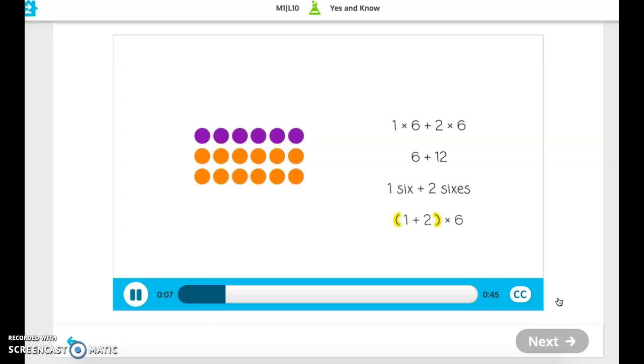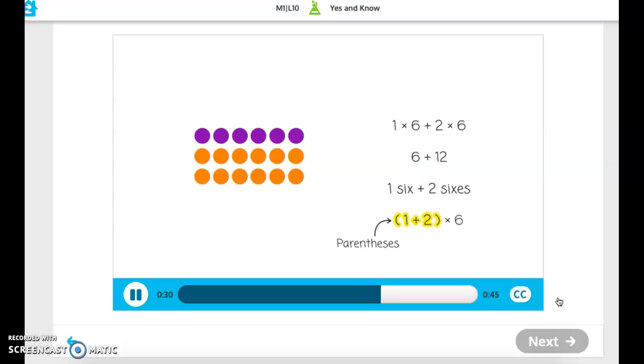Did you notice the symbols around the 1 plus 2? These symbols are called parentheses. My parentheses show how I make groups. Here, I added the number of rows. 1 row up here, plus 2 for the 2 rows down here. Then, I multiplied by 6, which is the size of the groups.